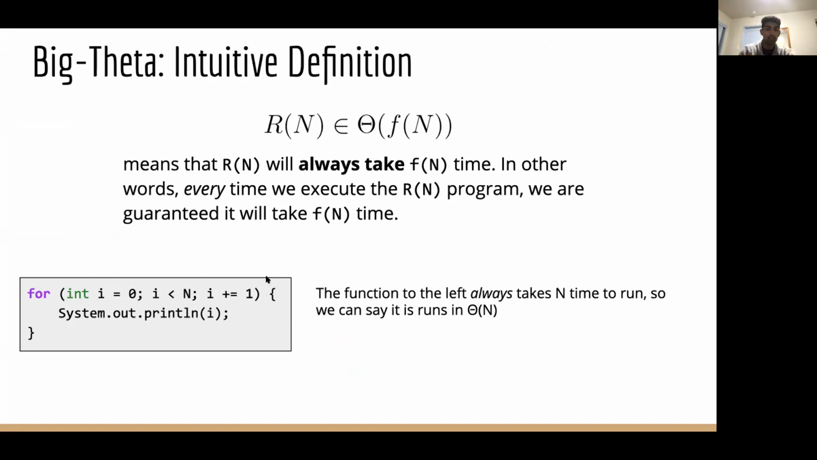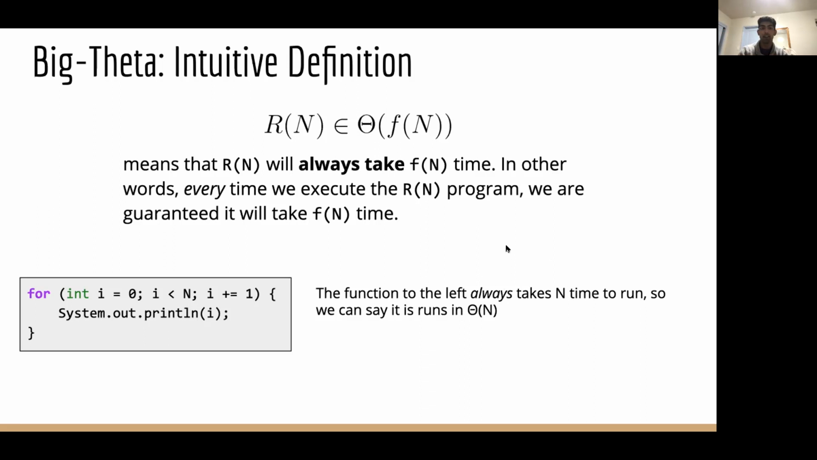Okay? So if I look at this for loop, every time I execute this for loop, it's always going to take me n time, right? So we can say it runs in theta of n. So that's a way of thinking about a theta bound. If a block of code always takes the same amount of time, we can give it a theta bound. That's all a theta bound is. Okay?